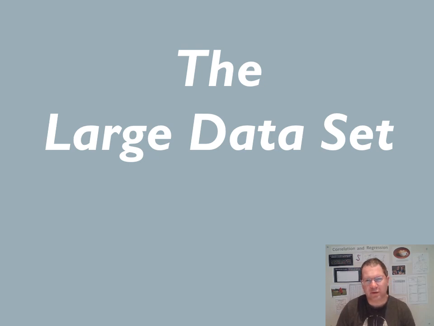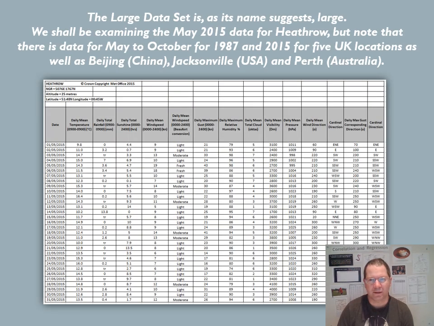Hello, this video is all about Edexcel's large data set that we need for the statistics part of paper 3. As its name suggests, the large data set is very large. It contains 8 different locations, 5 in the UK and 3 overseas. It has 2 different time periods, May to October in 1987 and in 2015. And as you can see from the spreadsheet, there are lots and lots of different columns with different data.